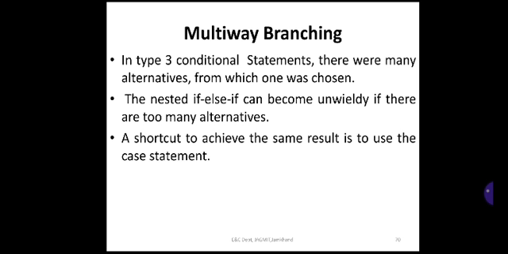Next topic is multi-way branching. Whatever the type 3 that we have discussed here, that is nested if else if. Multi-way branching is the alternative of that one. There were many alternatives from which one was chosen, that is the type 3. You have an if statement, n number of else if parts are available. If none of them are true, then the default statement is executed.